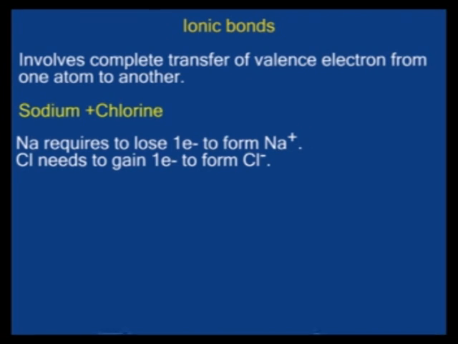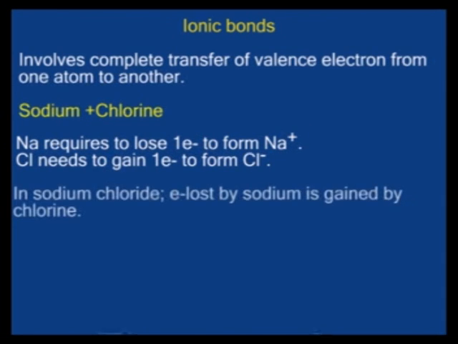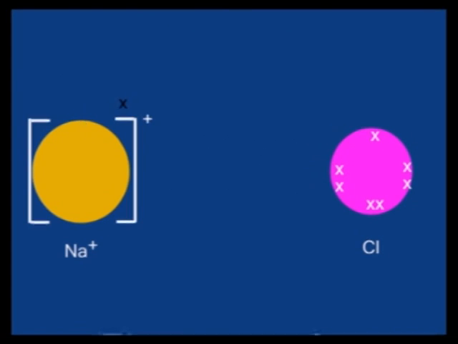On the other hand, the chlorine atom needs to gain a single electron to gain stability and form a chloride ion. In forming sodium chloride, the electron lost by sodium is gained by chlorine. That electron leaves sodium, forming a sodium ion, and it moves and joins the outermost energy level of chlorine, and we have a chloride ion.